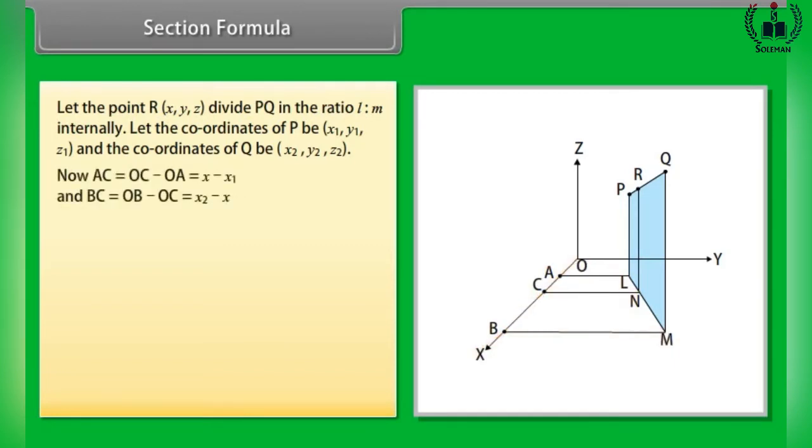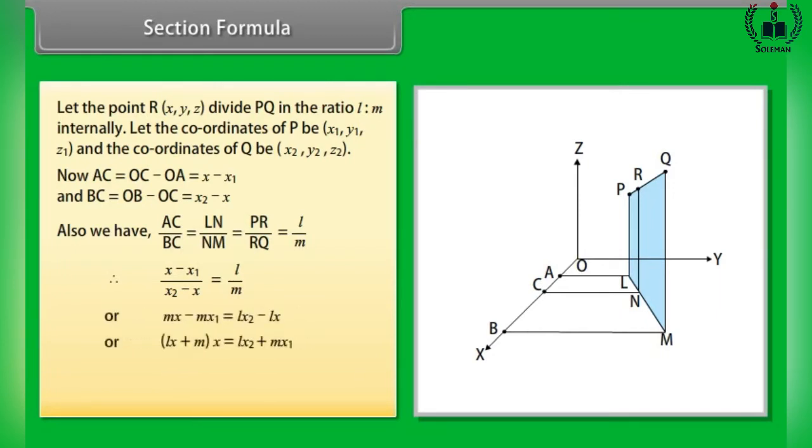Now, AC is equal to OC minus OA, which is x minus x1, and BC is equal to OB minus OC, which is x2 minus x. Also, we have AC/BC = LN/NM = PR/RQ = l/m. Therefore, (x minus x1)/(x2 minus x) = l/m. On solving, we get x = (lx2 + mx1)/(l + m).